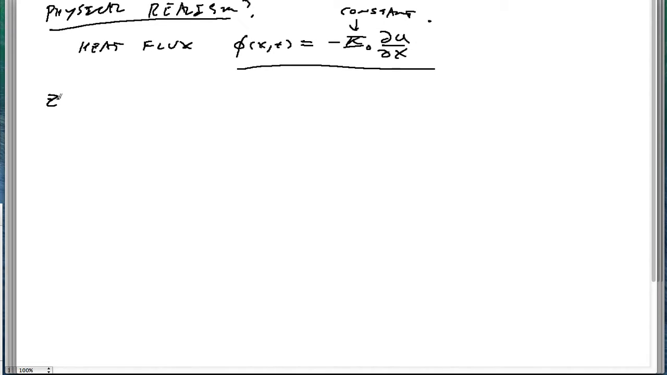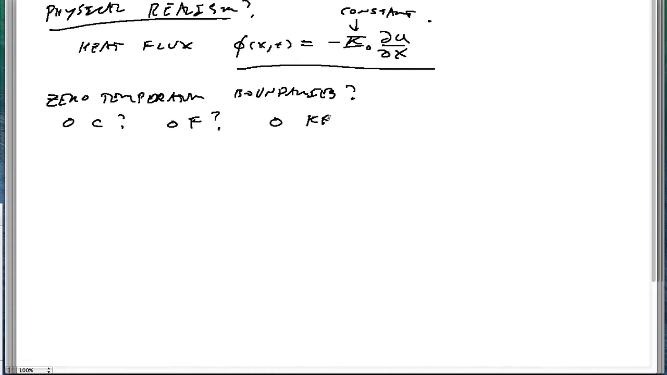And particularly let's consider critically now. Well, what do we mean by zero temperature boundaries? I'm going to put a question mark on that. Do we mean 0 Celsius, or 0 Fahrenheit, or 0 Kelvin? Those are, of course, vastly different temperatures. So what do we mean? 0 Kelvin, of course, is impossible. That's impossible. So what do we mean by this?